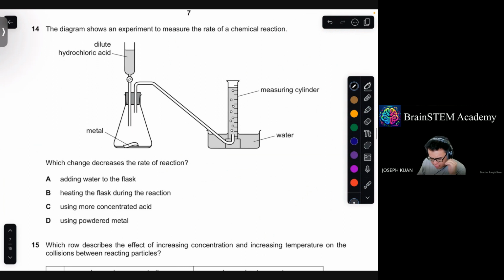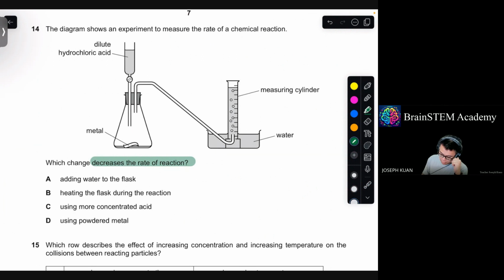14. The diagram shows an experiment to measure the rate of a chemical equation. Which change decreases the rate of reaction? The keyword is decreases the rate of reaction. Well, A, adding water to the flask. Yep, because that actually dilutes the solution. In other words, it's decreasing the concentration, and we know decreasing concentration leads to a decrease in the rate of reaction. So the answer should be A.